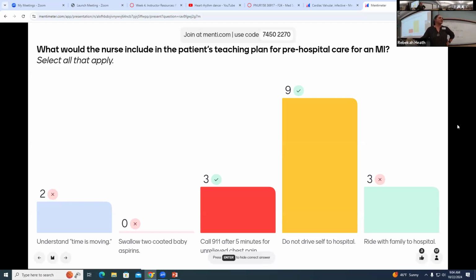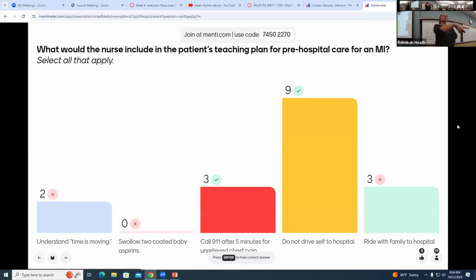Why is that an incorrect answer? There's a couple of reasons why. Baby aspirin, we don't actually give aspirin to children, but they call them baby aspirin. They're the 81 milligram aspirin. So what does coated mean? Yeah, enteric coated. So what does that do when you take the pill?